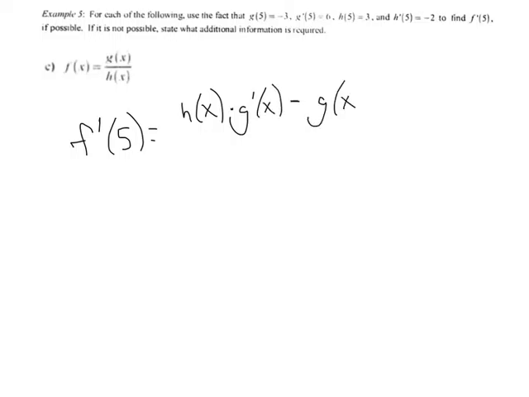Example 3, f of x equals g divided by h. So here we're going to be using the quotient rule. So f prime at 5 would now equal, remember that's low d high, so h of x times g prime of x minus high g of x d low, that's a times symbol there, so h prime of x over the low squared.